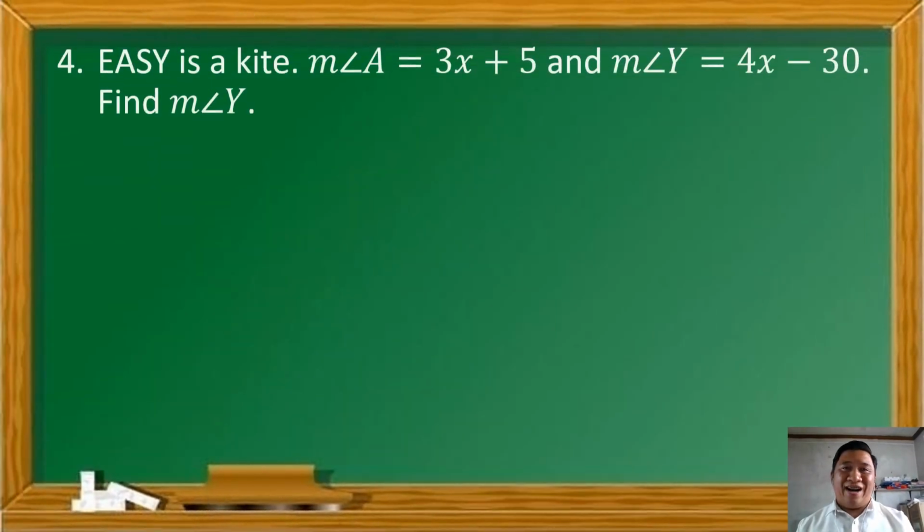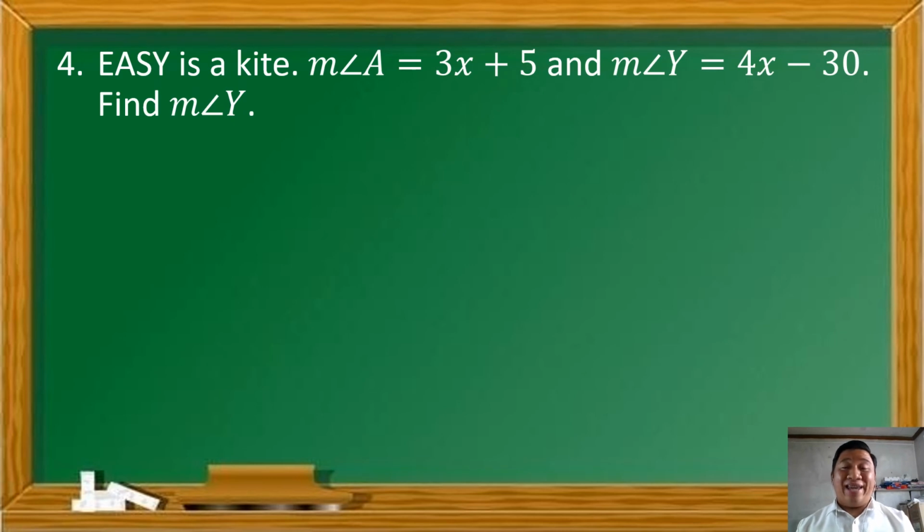Problem number 4. EASY is a kite. The measure of angle A is equal to 3x plus 5. And the measure of angle Y is equal to 4x minus 30. Find the measure of angle Y. Again, first thing to do para masagutan natin ang problem na ito is to illustrate kung ano man yung sinasabi ng ating problem para mas madali nating ma-picture out yung problem.